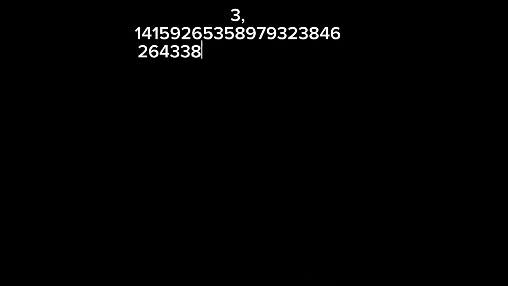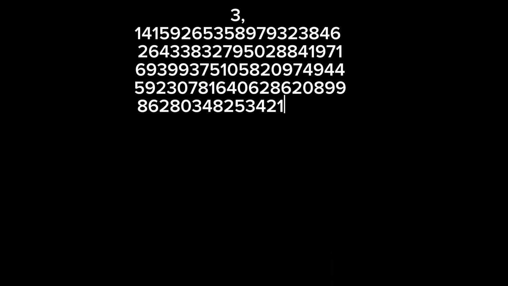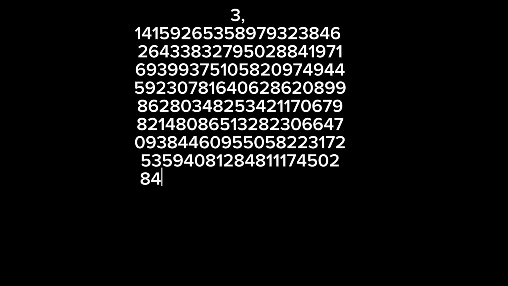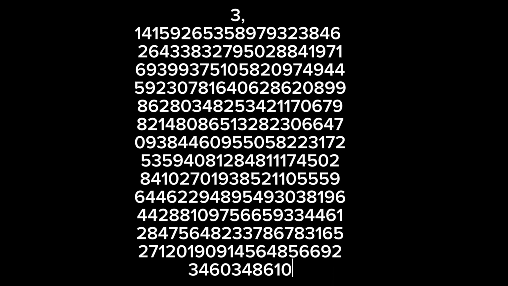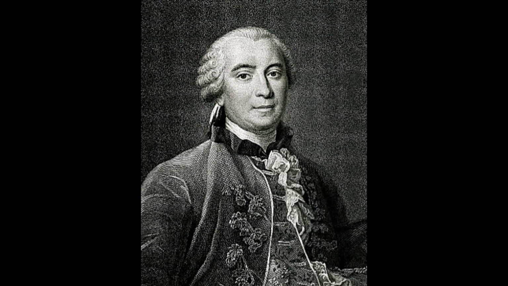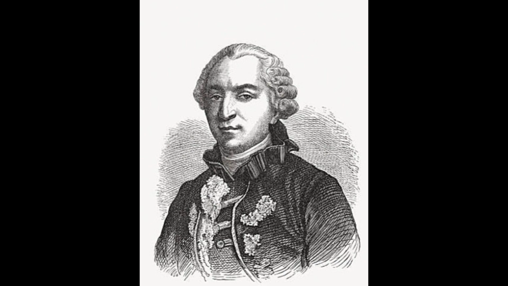By the start of the 20th century, about 500 digits of pi were known. With the help of computers, we now know more than the first 6 billion digits of pi. Pi has been calculated in many ways, but one of the most interesting ways was by French mathematician Georges Buffon. Buffon calculated pi by using probability.